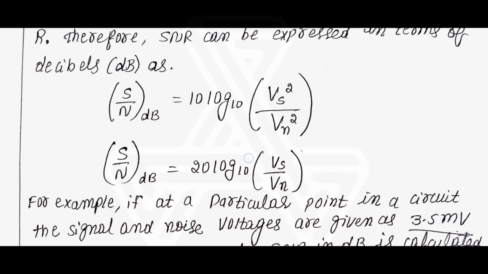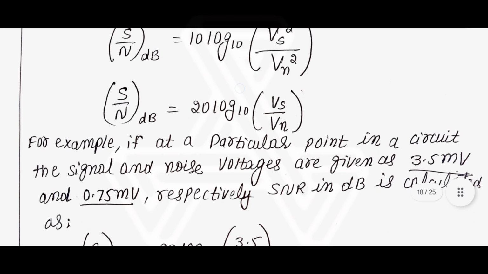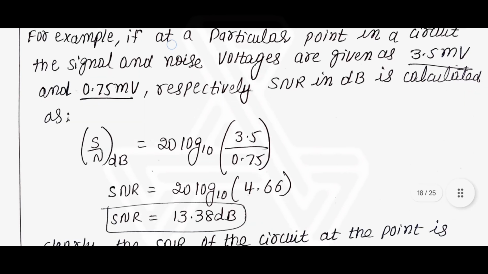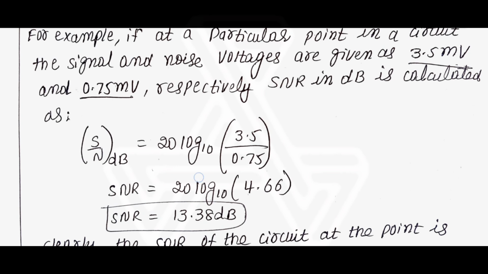For example, if at a particular point in the circuit, the signal and noise voltages are given as 3.5 mV and 0.75 mV respectively, SNR in dB is calculated as S by N in dB = 20 log base 10 of 3.5 by 0.75. That is 20 log base 10 of 4.66.